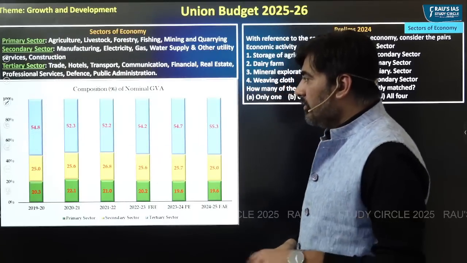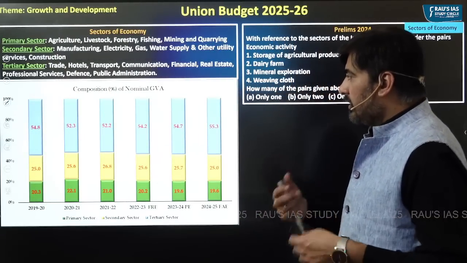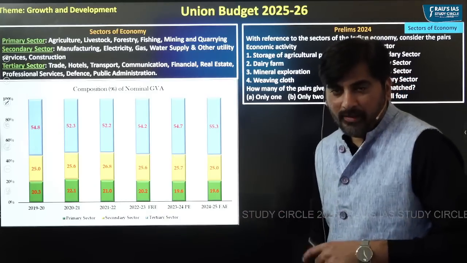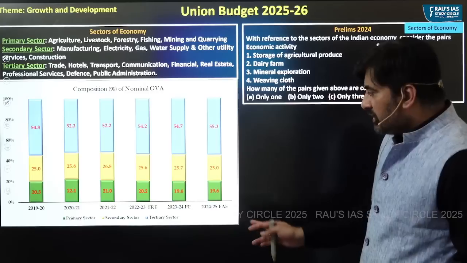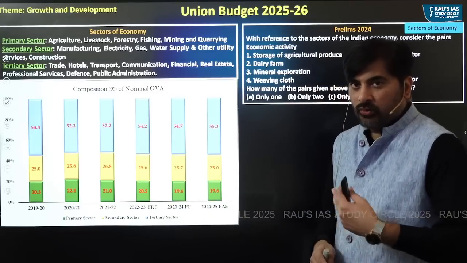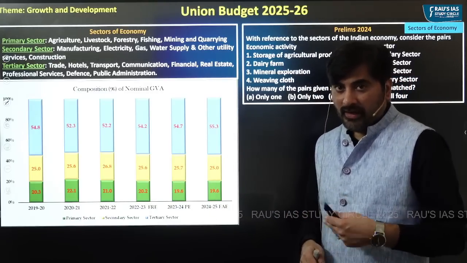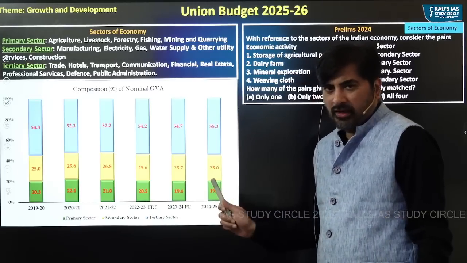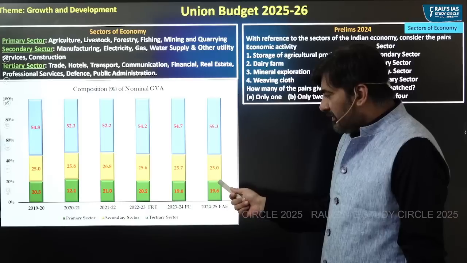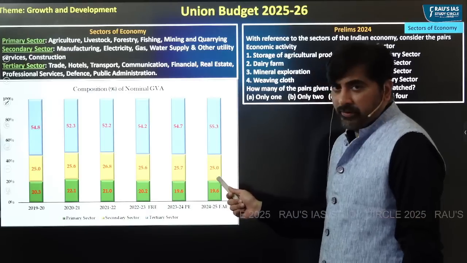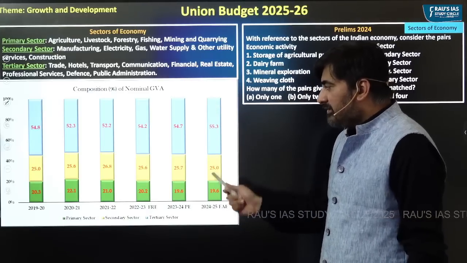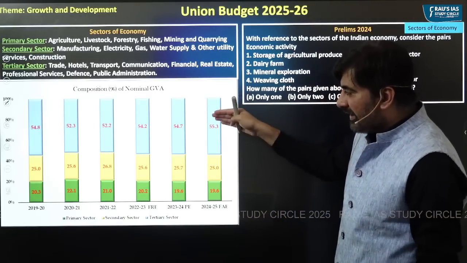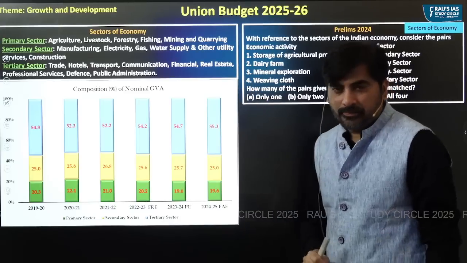The tertiary sector includes trade, hotel, transport, communication, financial service, real estate service, professional service, and so on. Presently, if you see the share of different sectors in India's GVA, that is gross value addition, the primary sector accounts for almost 20%, the secondary sector is almost 25%, and the tertiary sector is somewhere around 55%. That is the share of different sectors in India's economy.